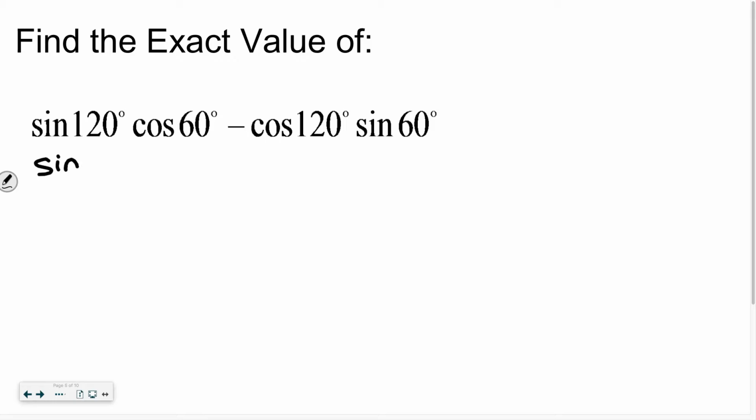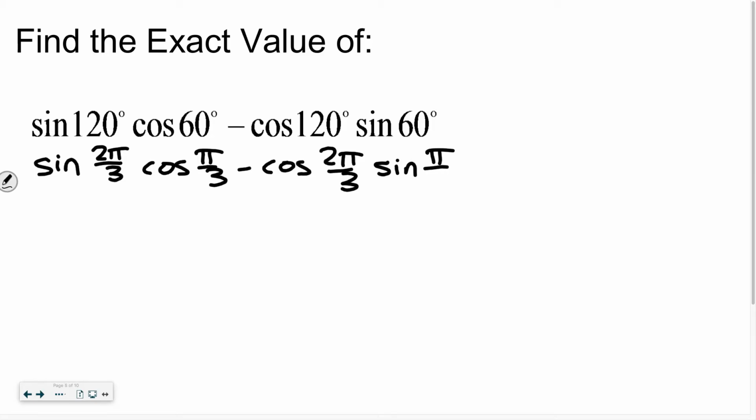It would be the sine of 2 pi over 3 times the cosine of pi over 3 minus the cosine of 2 pi over 3 times the sine of pi over 3. Okay. Those say the same thing, right? We really haven't done much. What else can you do?